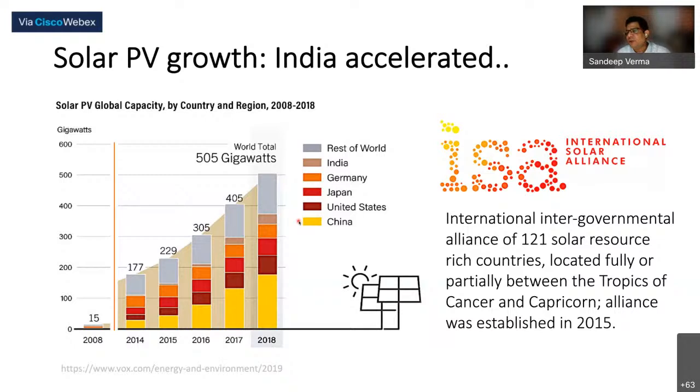And some of you would know that we are working in this direction, and there is an International Solar Alliance that was put together with our honorable Prime Minister. It's an international intergovernmental alliance of 121 solar resource rich countries who have come together and who are located between the tropics of Cancer and Capricorn.